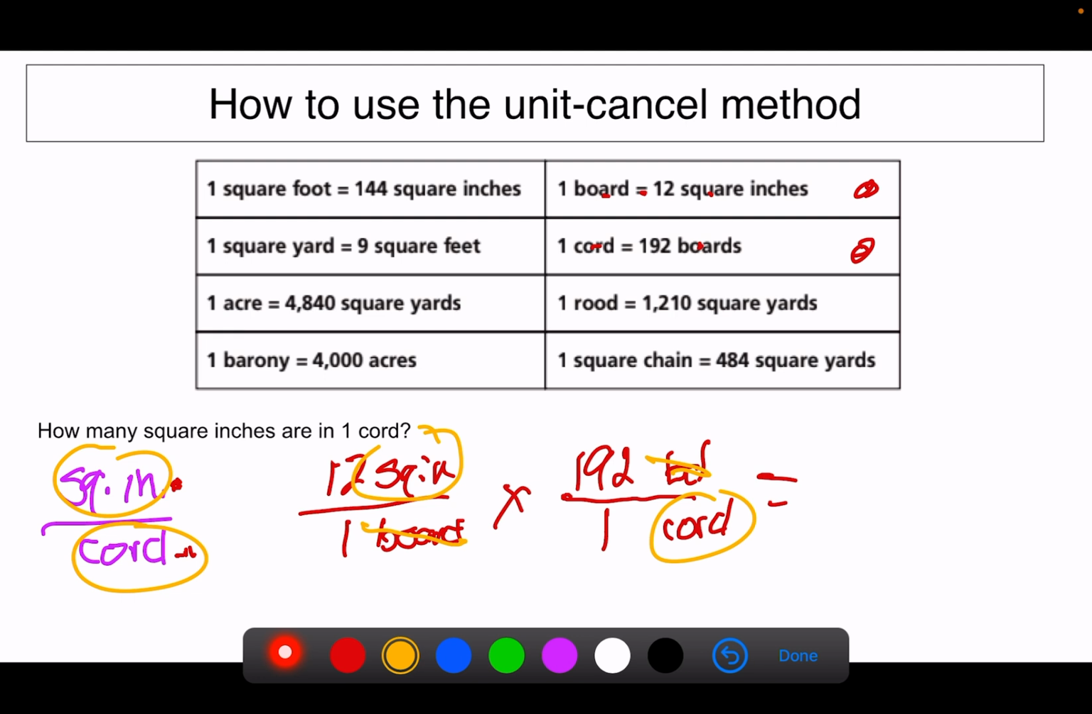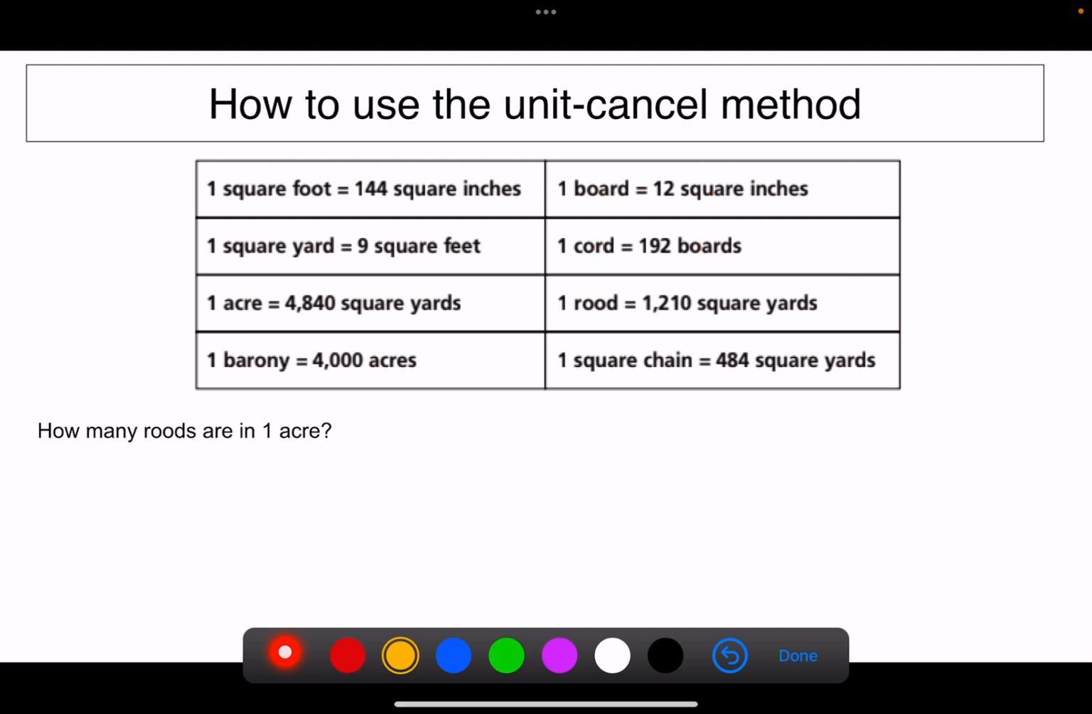So now I take 12 times 192. That's going to require a calculator. 12 times 192 equals 2304, and that's going to be over 1. So the answer turns out to be 2,304 square inches per one cord. All right, one more. You try this one on your own and see how you do, and then come back. I'll show you the solution.